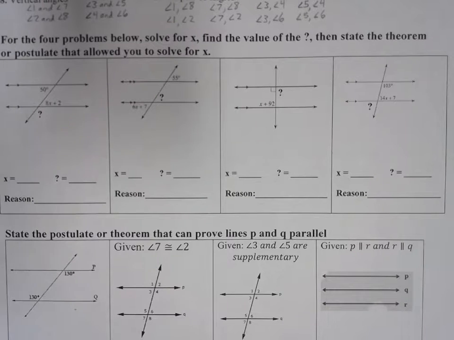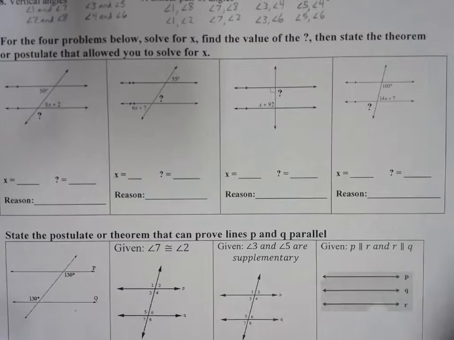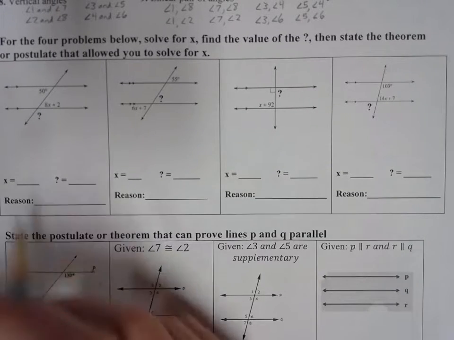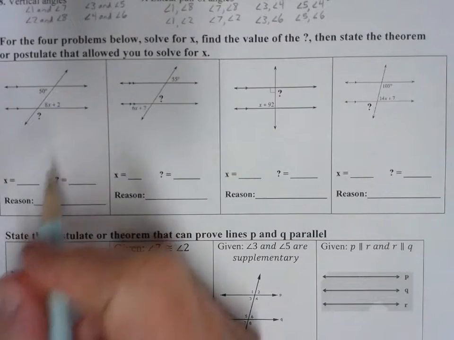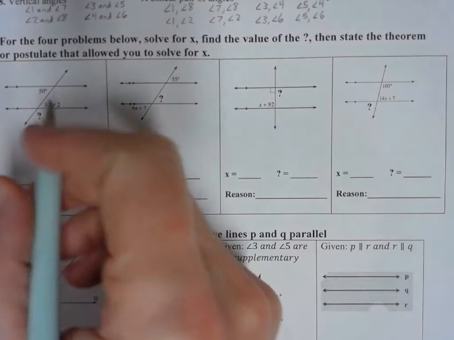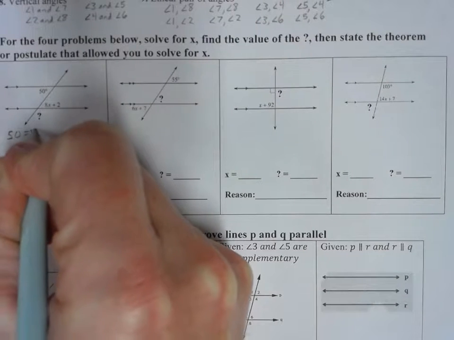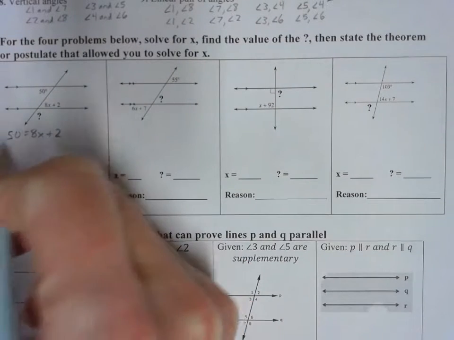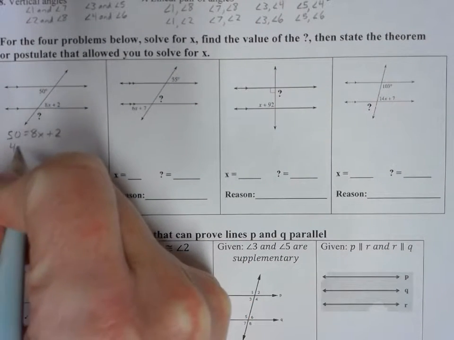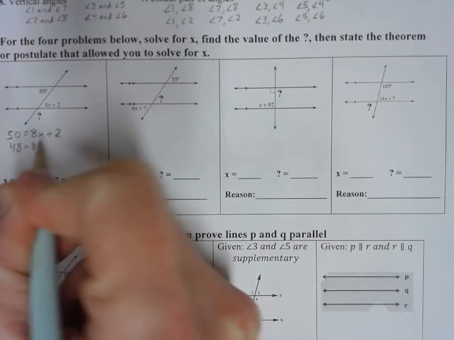With the Chapter 3 test review on the bottom of the front side. So the first thing is to solve for x. So I'm taking 50 and setting it equal to 8x plus 2. And so I subtract 2 and divide by 8, and x equals 6.